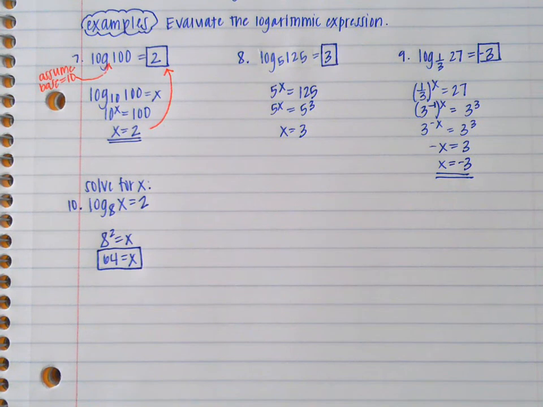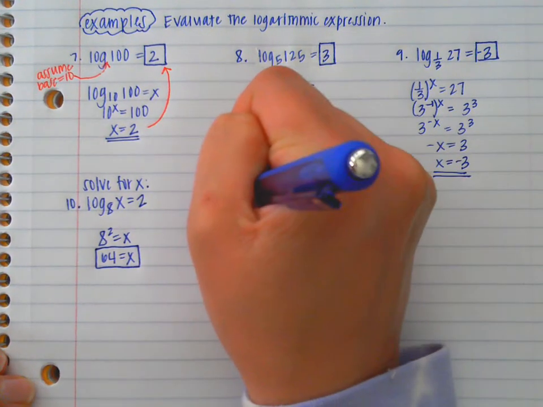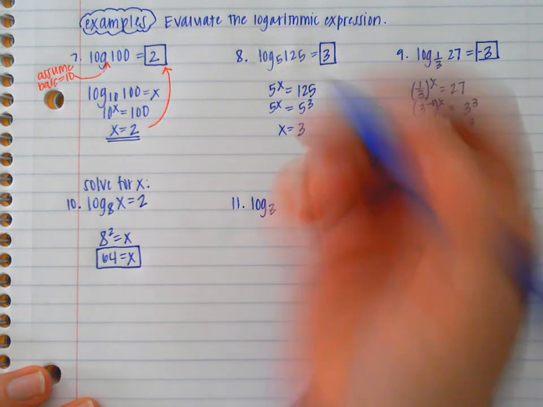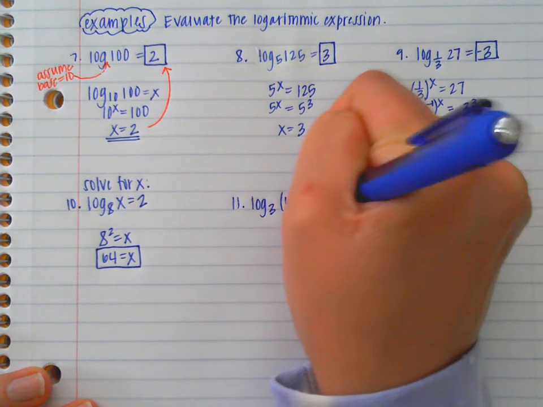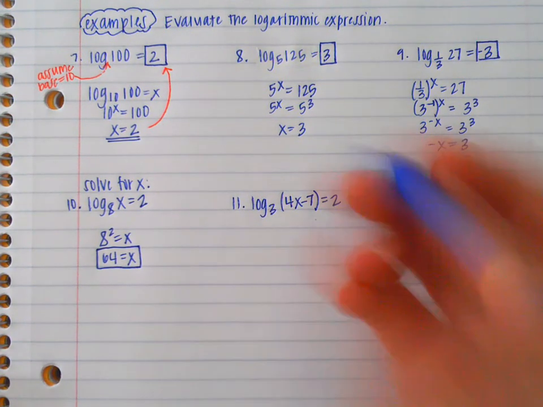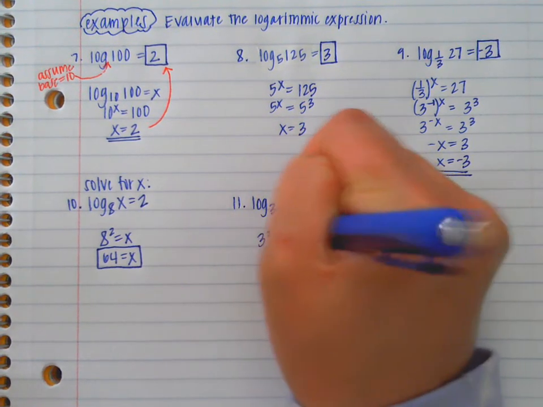Okay, so let's move on to another one. If I gave you log base 3 of 4x minus 7 equals 2, and I said solve for x, what would be your first thought there? It would be the first thing that you'd want to do. Hopefully you're saying convert to exponential, and you would be correct. So we'd go 3 to the second power equals 4x minus 7.